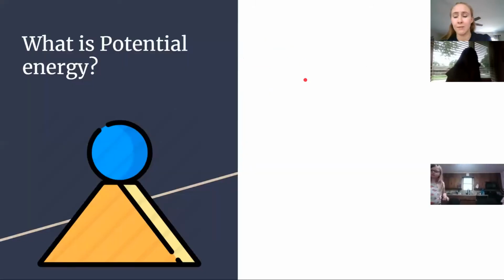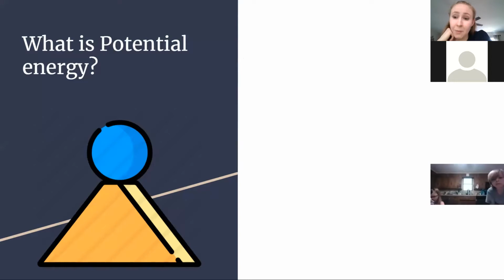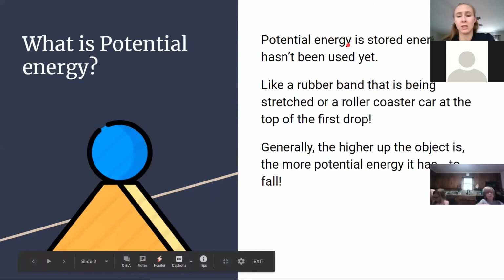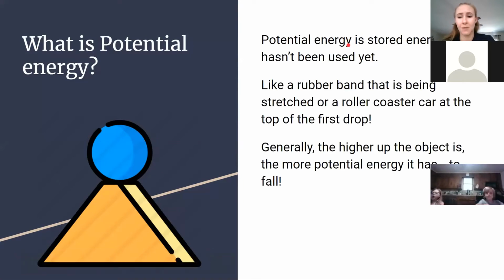So the first term we're going to learn about is potential energy. Does anybody have any idea what potential energy is? Something that's not moving? Yeah, like this rock right here. Yep. So potential energy is stored energy that hasn't been used yet. So it's there waiting to get used.